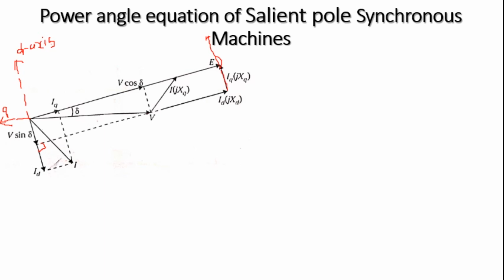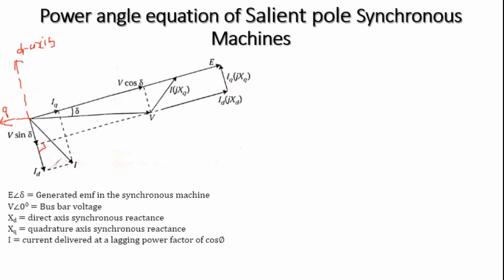Why do we want to shift? Because we want to calculate the resultant value. So IQ into jXQ combined together gives I into jXQ. Altogether, IQ into jXQ plus ID into jXD gives the value of E, which is the generated voltage of the machine.